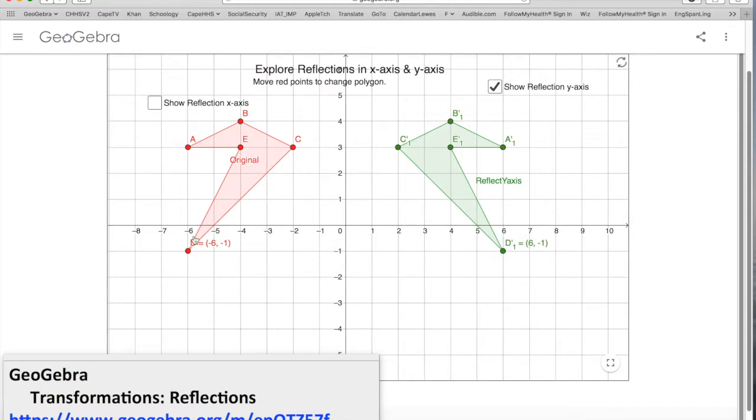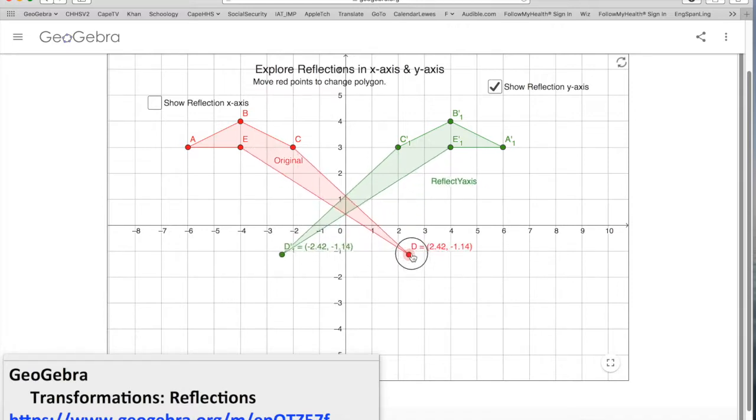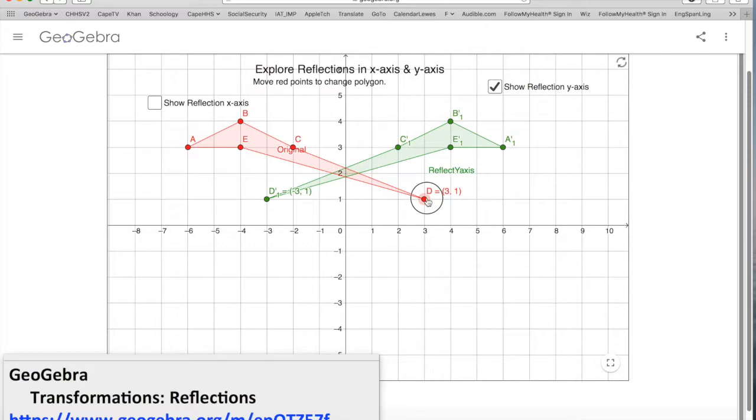Well, let's just move that point D around. D was -2, 1. Now it is the opposite of the x value, +2, and 1 stayed the same. Let's move it to the other side. Remember, the original was the red, so now D is 3, 1. And over here, the image is at -3 for the x, still at 1.